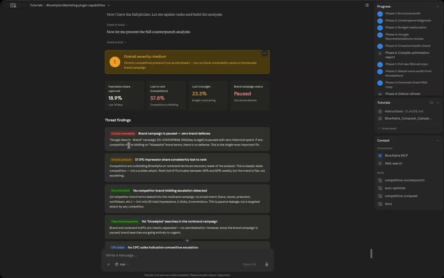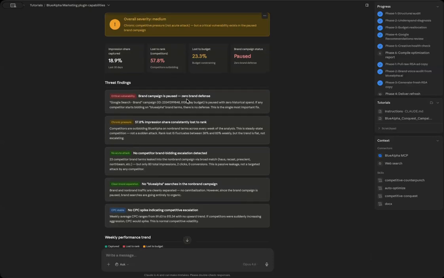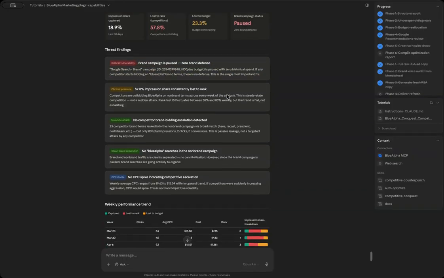So the actual findings of the skill in particular: brand campaign is paused, zero brand defense, which is interesting because we are still a startup at this stage. So I don't even think there's anyone bidding largely on our brand terms. This obviously would be a huge problem if you're a large, well-known brand, even though we saw and measured in multiple cases that people tend to overspend way too much on brand. Having some brand spend on just to play defense is extremely crucial.